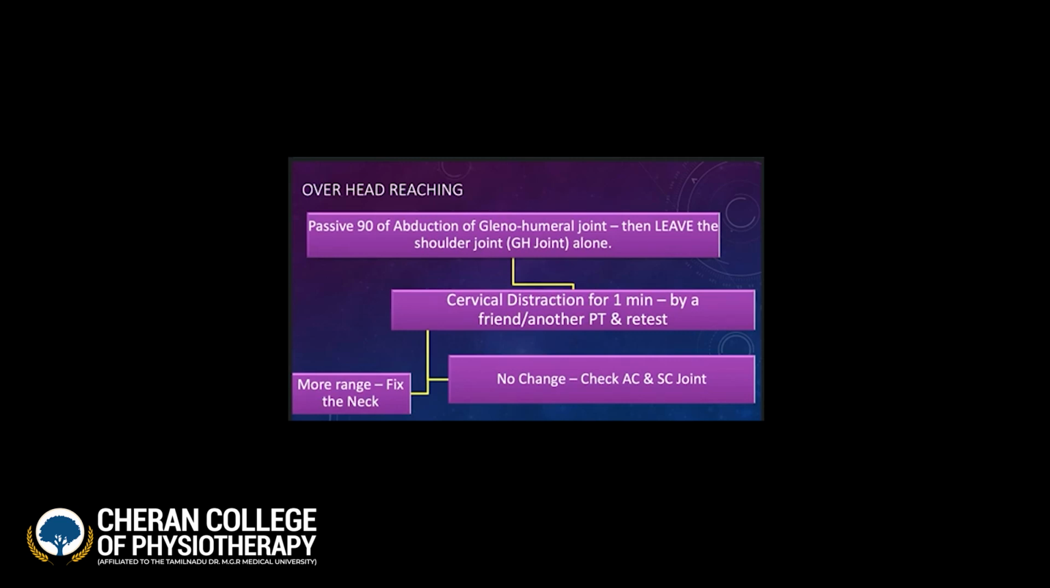If a patient can do, like, 90 degrees of glenohumeral joint, then the problem is not in the shoulder. So leave the shoulder alone completely. Even though the patient is complaining of anterior shoulder pain or anything along those sorts, if a patient can completely do up to 90 degrees of shoulder abduction, then it's not a shoulder problem.